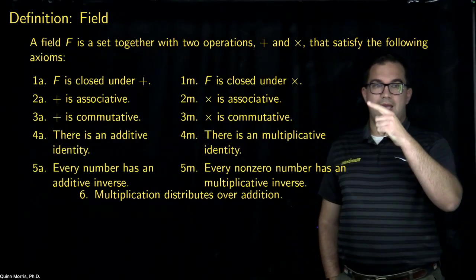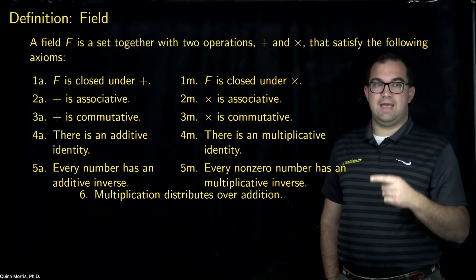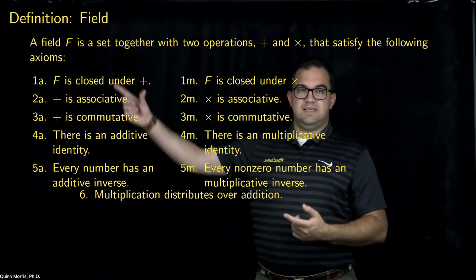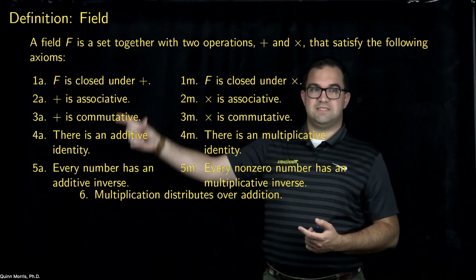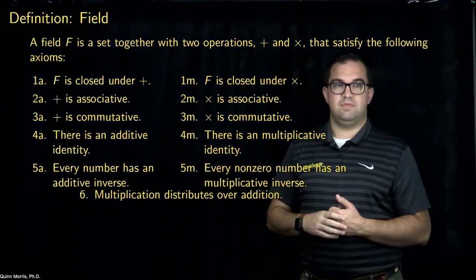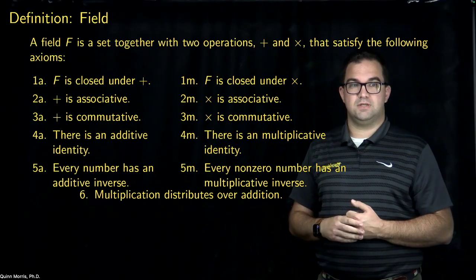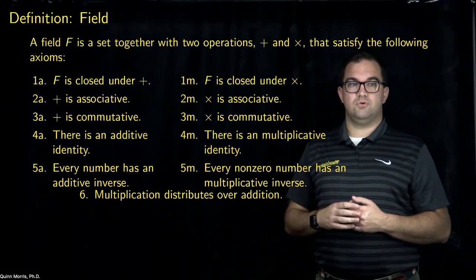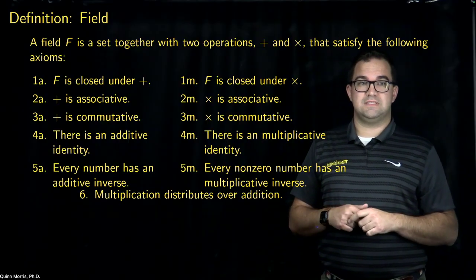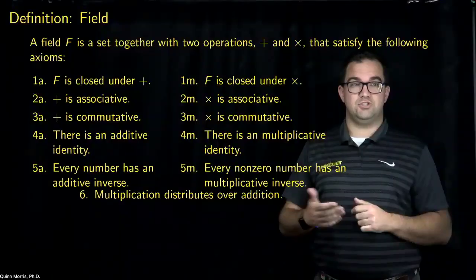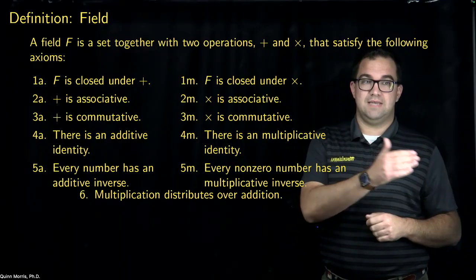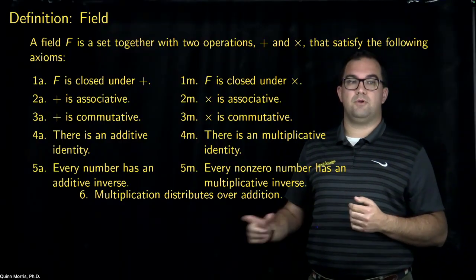Now, notice that 1A through 5A and 1M through 5M, each of these lists deals with how the set acts with respect to addition, and how the set behaves with respect to multiplication. Number 6 deals with how multiplication and addition interact with one another. So this says multiplication distributes over addition. So A times quantity B plus C is equal to A times B plus A times C, the typical distributive property.